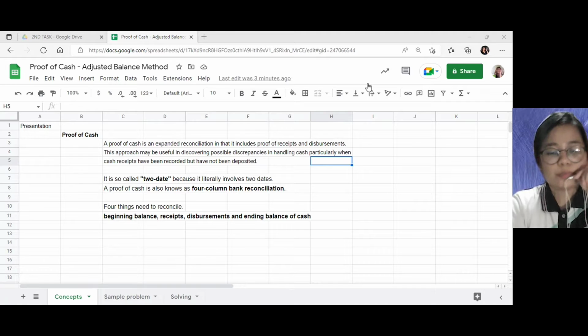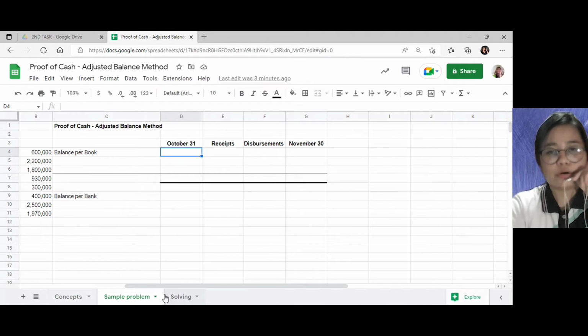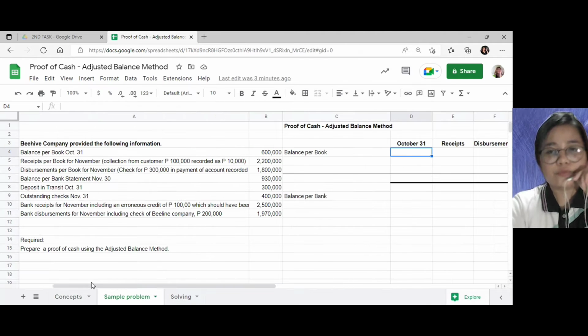So, we have here the sample problem that we inputted in our Microsoft Excel. So, we are asked here to prepare a proof of cash under the adjusted balance method. So, to start with, let us have first our column preparation of our proof of cash, and let us have the items that we're going to plot, the beginning balances which are given in the first scenario. So let's start with the balance per book on October 31. So we have here the 600,000.